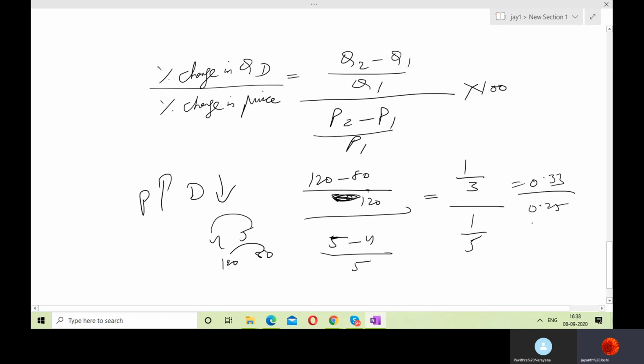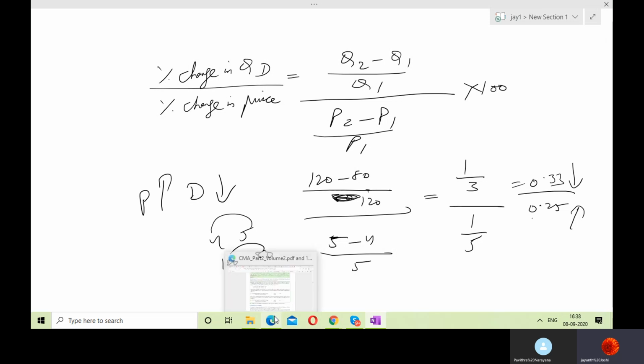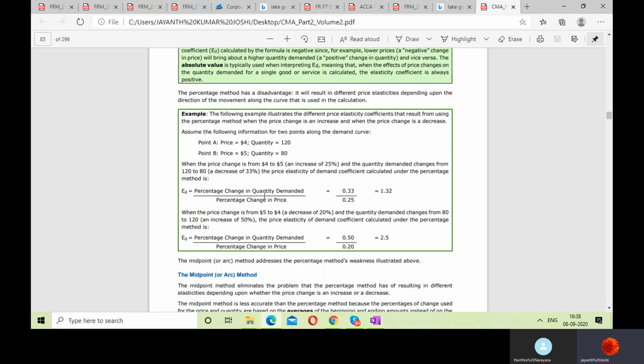That means if there is a 25% increase in the price, the quantity demanded is decreasing by 33%. That is what we can interpret. So that's what they have shown. Percentage change in price is 25% and percentage change in demand is 0.33. So it is like 1.32.